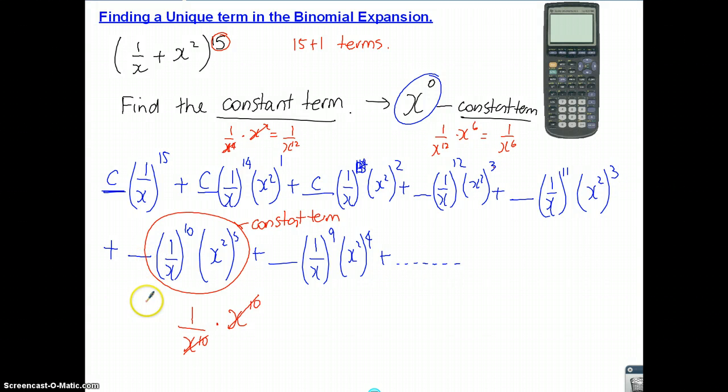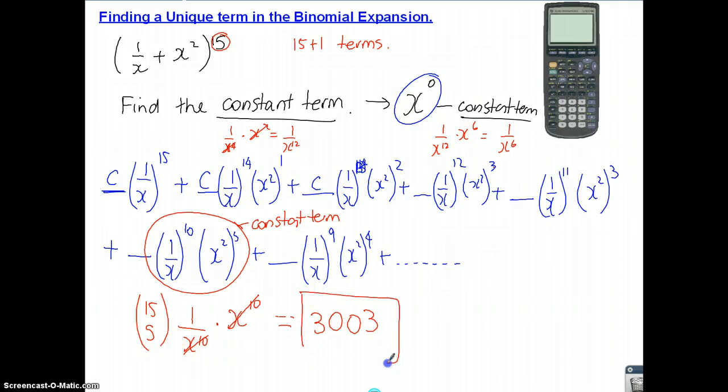We've got 15. I'm going to write it the different way. 15, choose, what have we got? 0, 1, 2, 3, 4 to the 15, choose 5. All right, there we go. And when we do 15, choose 5, we end up with 3003. The x to the 10s cancel out. So there is our constant term.